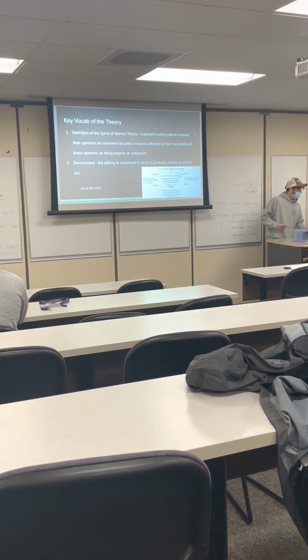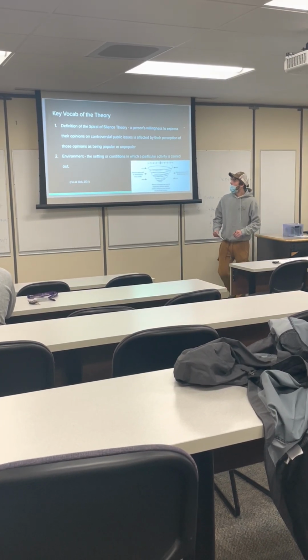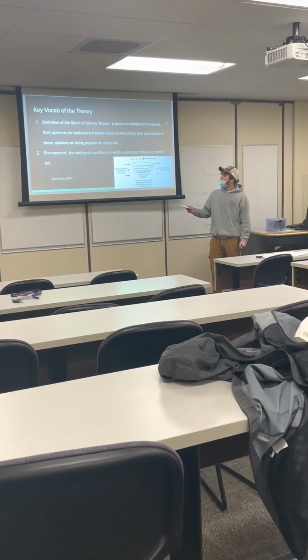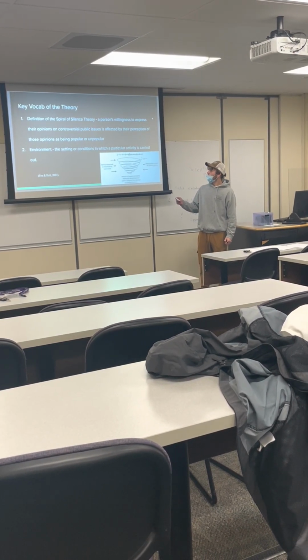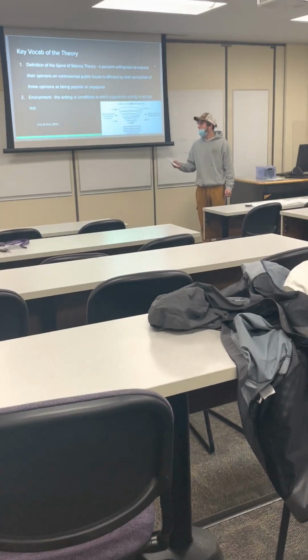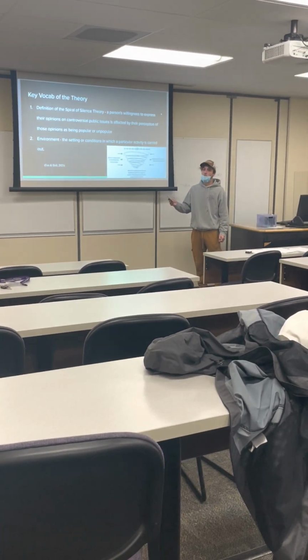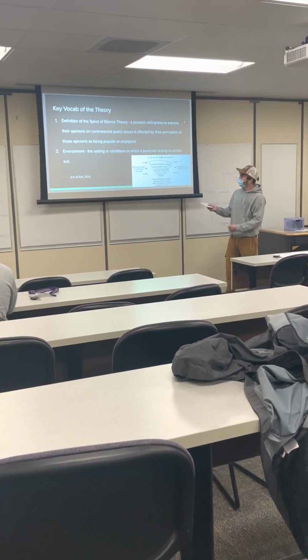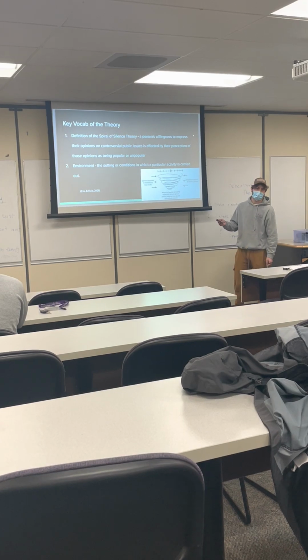Going to the key vocab of the theory, I have the definition of the spiral of silence theory and an environment. The definition of the spiral of silence theory is that a person's willingness to express their opinions on a controversial public issue is affected by the perception of these events as being unpopular or popular. And then I have environment, and that's the settings or conditions in which a particular event is being carried out.